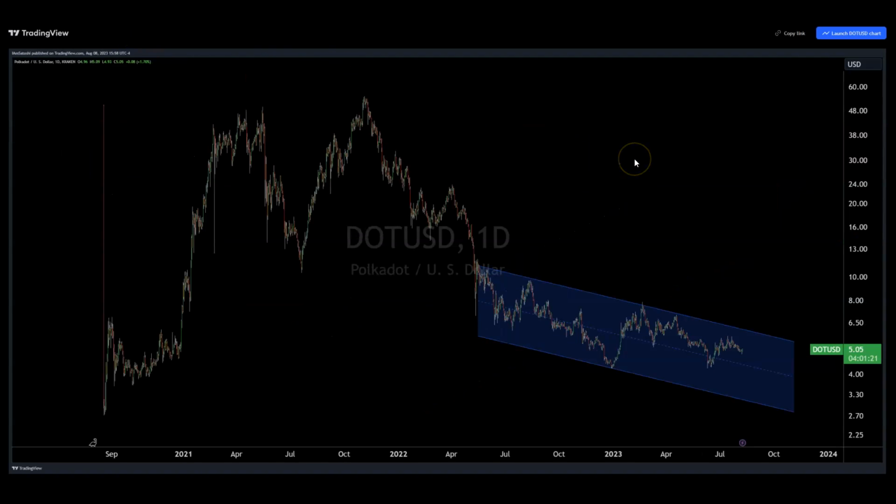Here's DOT. Here's another active one, right? Now you'll see me draw just a diagonal on here and call this some sort of inverted head and shoulders or downward sloping trend. But again, the same principles apply.